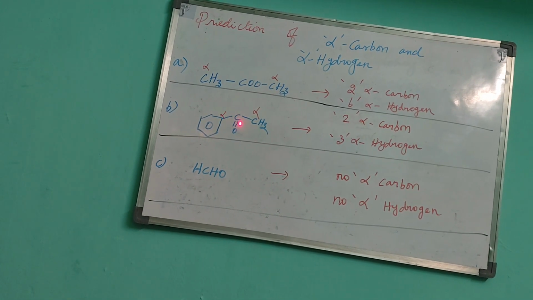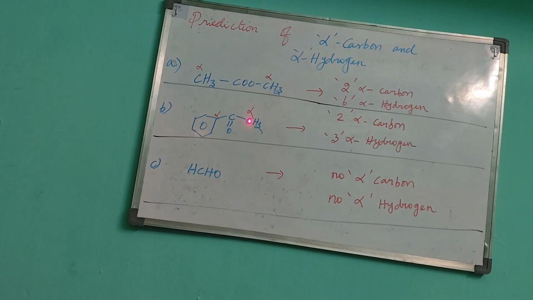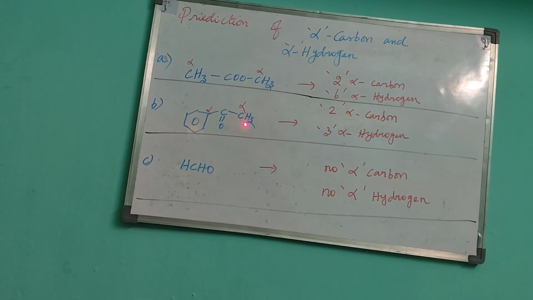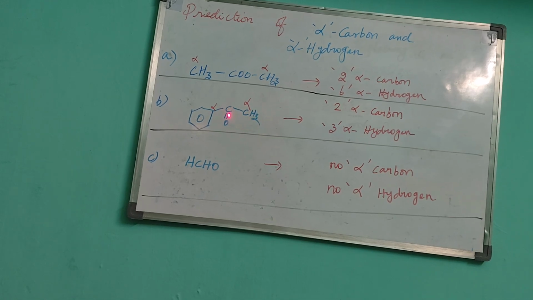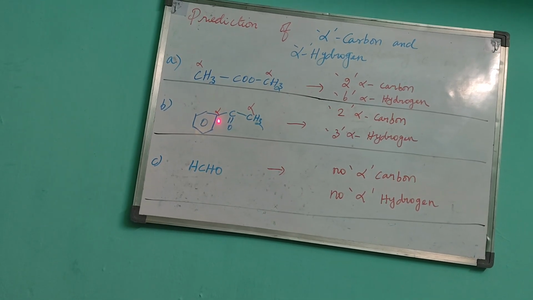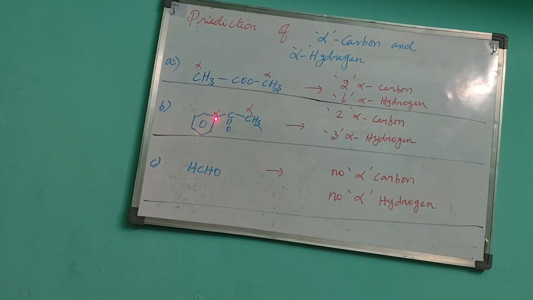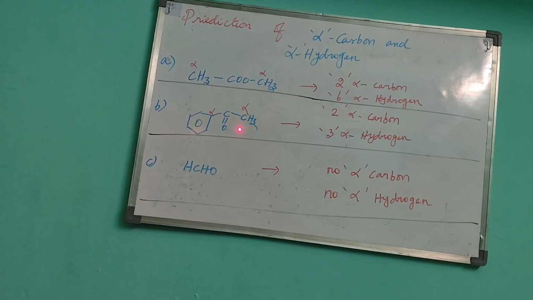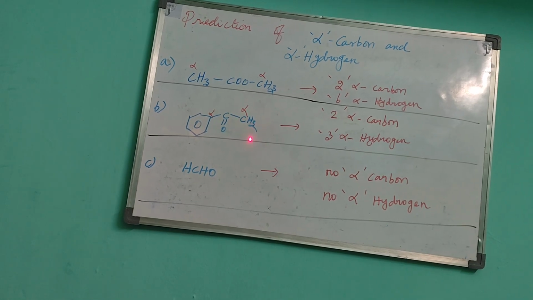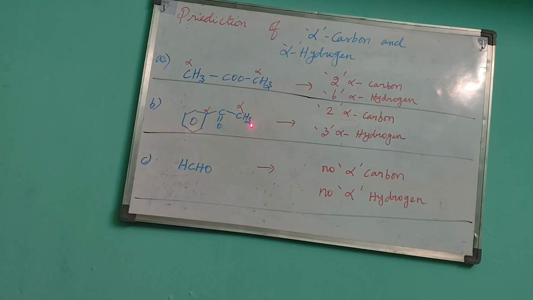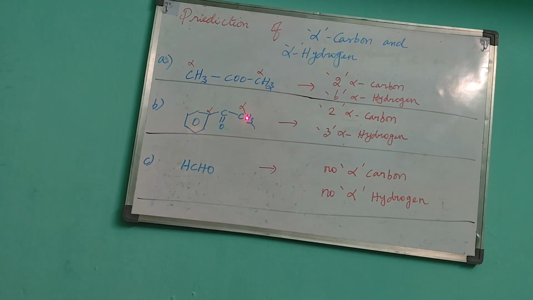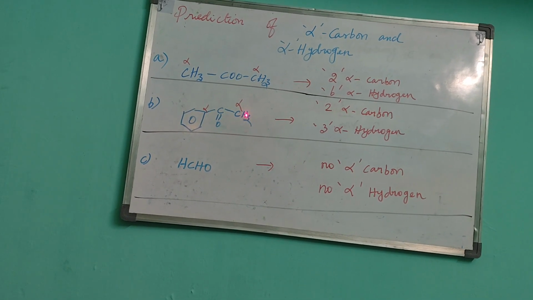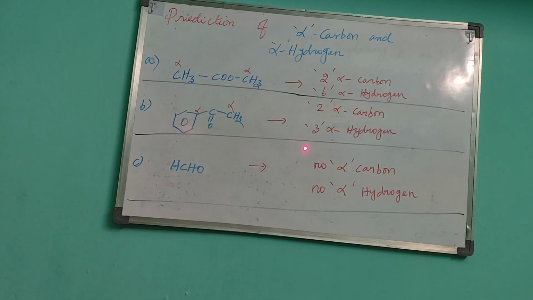So coming to the alpha hydrogen, the hydrogen which is directly attached to the alpha carbon is alpha hydrogen. In this alpha carbon, three hydrogens are present. In this carbon, there is no hydrogen left. So therefore no hydrogen for this alpha carbon. But in this case, this alpha carbon contains three alpha hydrogens. So total here 0 alpha hydrogens, here 3 alpha hydrogens, a total of 3 alpha hydrogens.